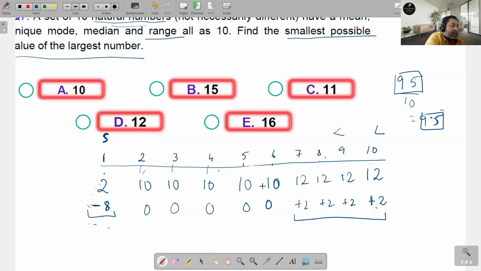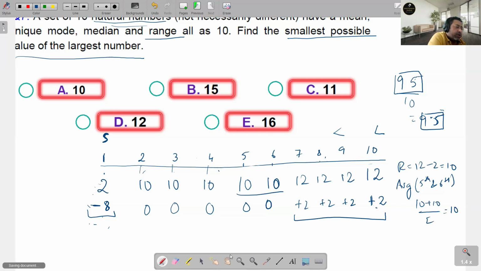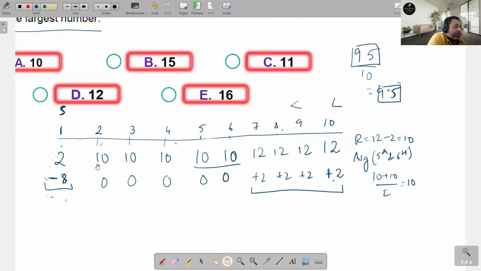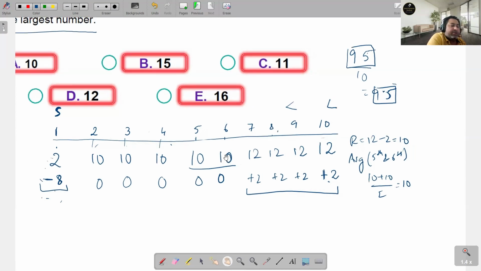So now you can see that, okay, the range is first of all 12 minus 2, which is 10. Median is the average of the fifth and the sixth term, which is 10 plus 10 by 2, which is also 10. All right. What about the mode? The mode is going to be 10, because it's appearing 5 times. What about the mean? The mean, if you add it up, this is 48 and this is 52. The total is 100. Sum is 100 and divided by 10. My mean is also 10.